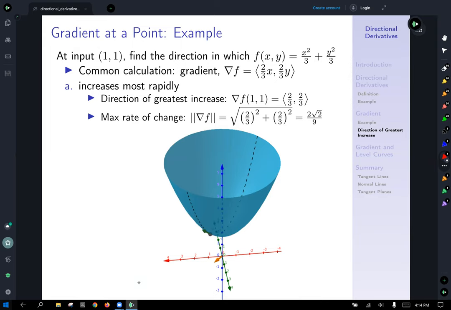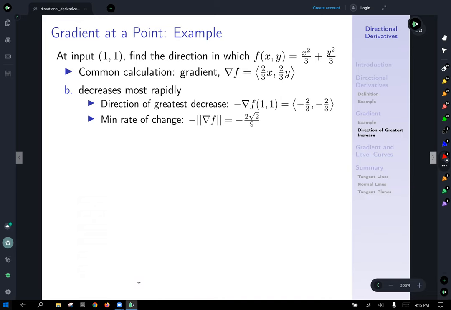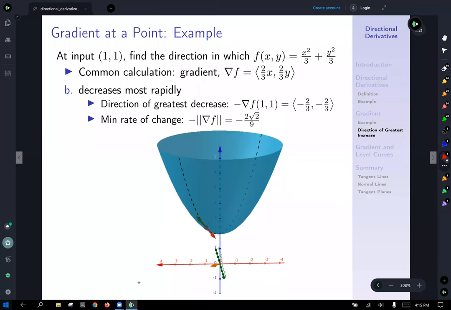All right, and so here's an image of that. Notice down below on the coordinate plane, we have our unit length vector in the direction of the gradient, and that green vector is the direction of greatest change plotted up on the surface, showing the tangent line, the directional derivative, showing the actual slope, the direction of greatest change standing at that point. So decreasing most rapidly, you're imagining, hey, it's just the opposite direction, and it is. And the minimum rate is going to be the opposite of the magnitude. So you've got that red vector there, which points in the direction of the greatest decrease.